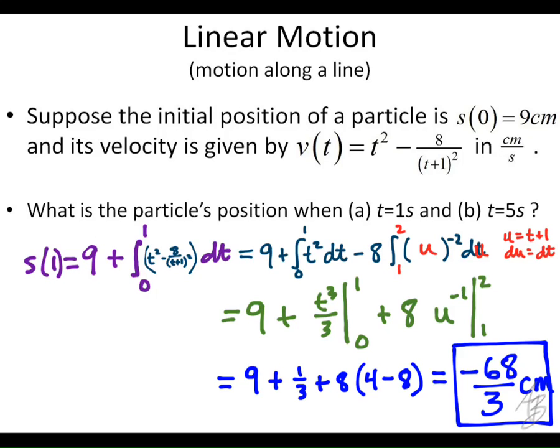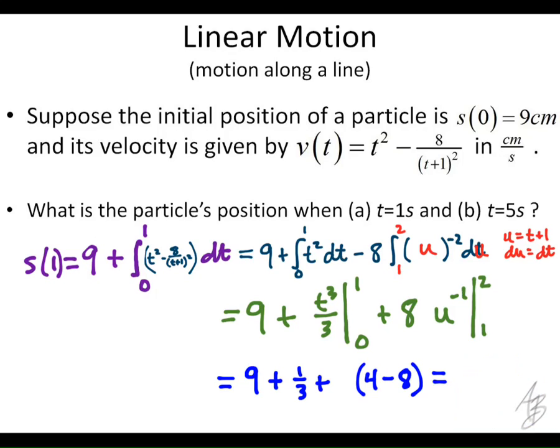Okay, and it made another mistake here, sorry. This 8, we used the 8 already, so that should not be there. So that should just be a negative 4. So we get a negative 4 there. 9 minus 4 is 5, plus 1/3 is going to give us 16/3. Is that better? Or 5 1/3 centimeters? Whew.